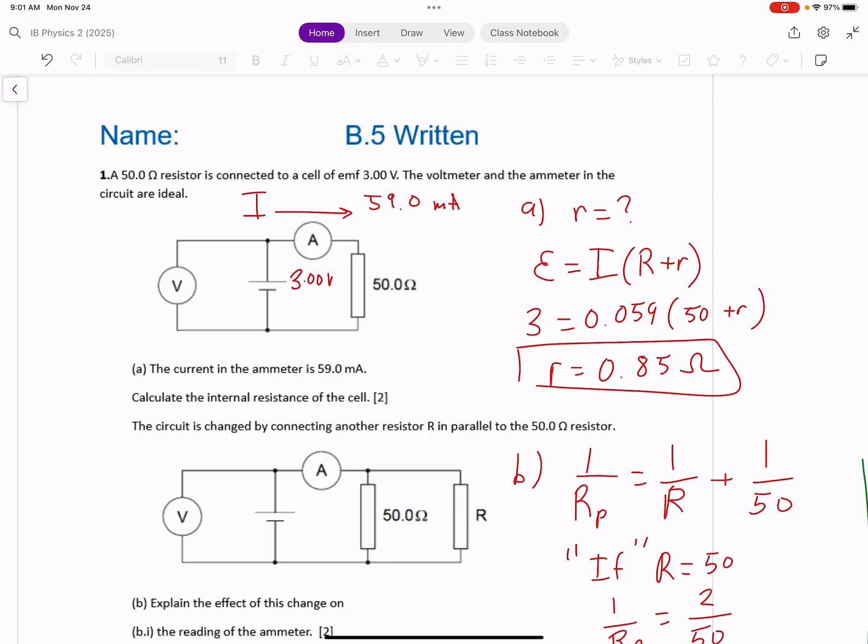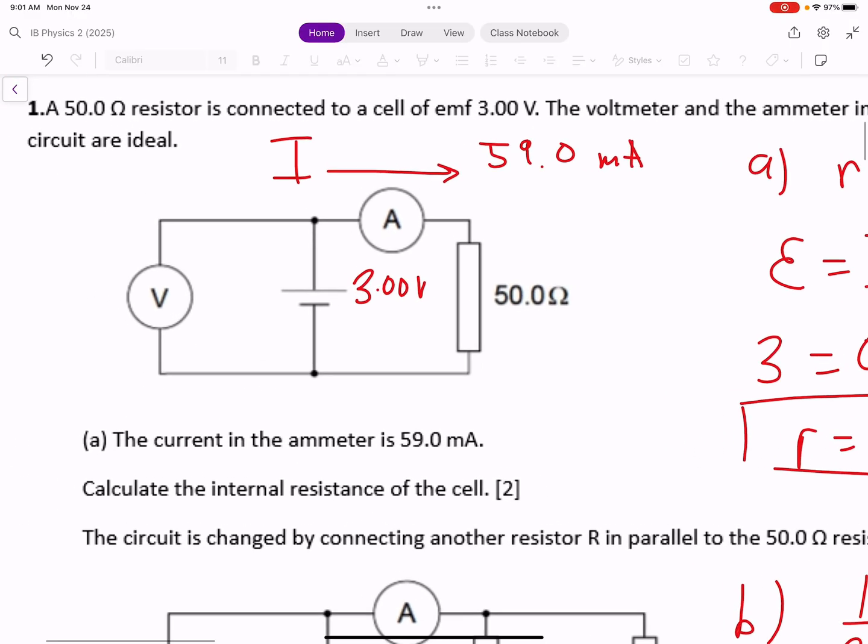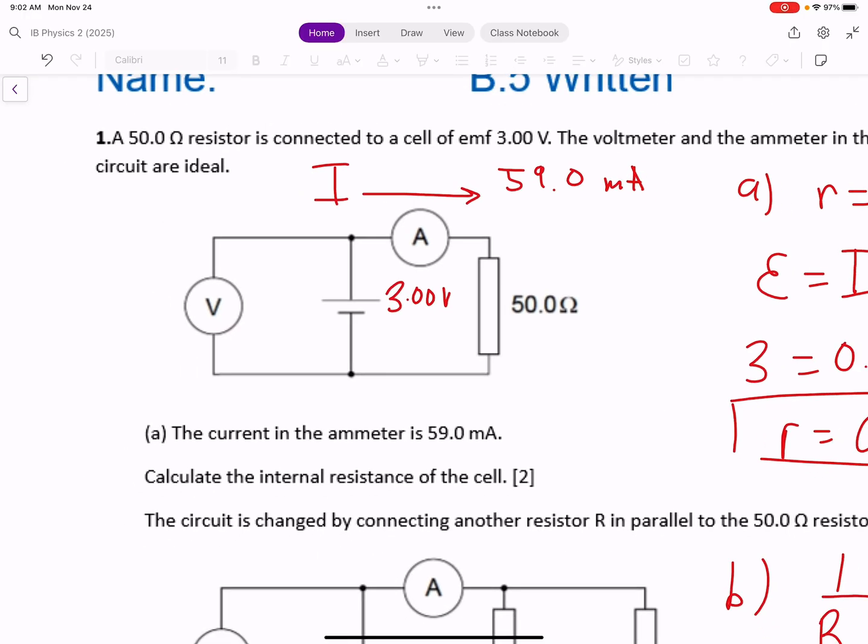For number one, we have a 50 ohm resistor connected to a 3-volt battery. In the circuit diagram shown, there is a voltmeter and an ammeter connected to the circuit. The ammeter is connected in series with the battery and the resistor. The voltmeter is connected in parallel to the battery and the resistor. In the question, we are told that the current coming out of the battery is 59 milliamps. It's asking us to find the internal resistance of the cell.